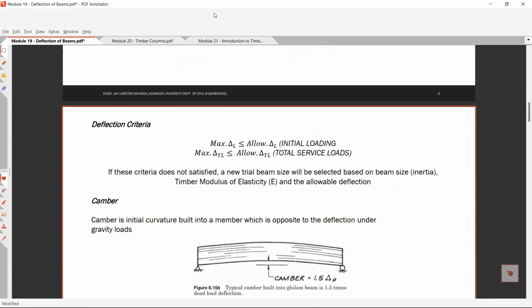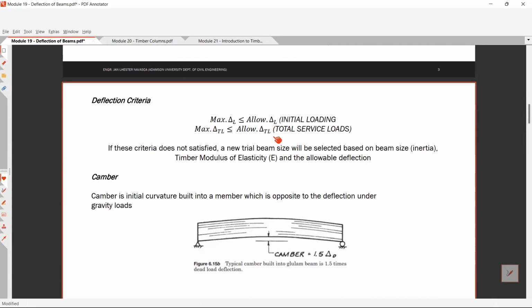For the deflection criteria, the maximum delta L, which is the maximum deflection along the span length, should be less than or equal to the allowable delta L for initial loading. This means this is the initial deflection, and this is the allowable initial deflection. The initial deflection comes from the construction loads.